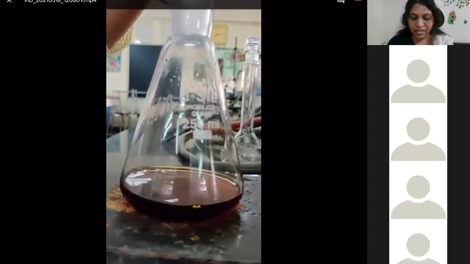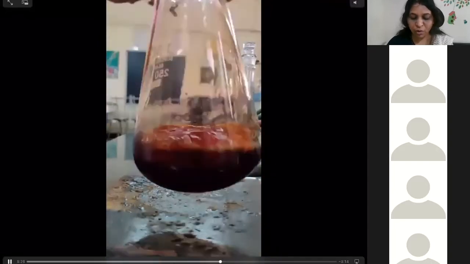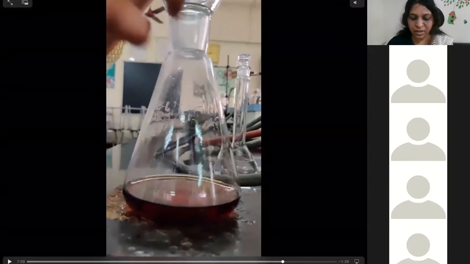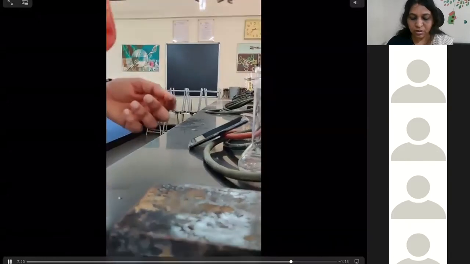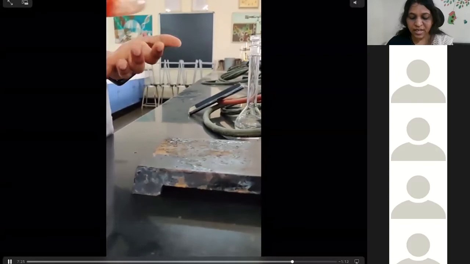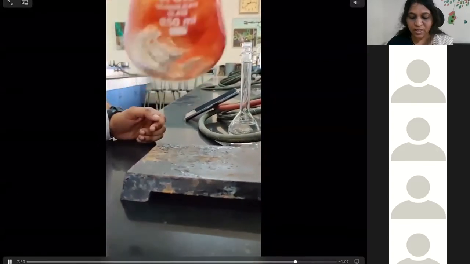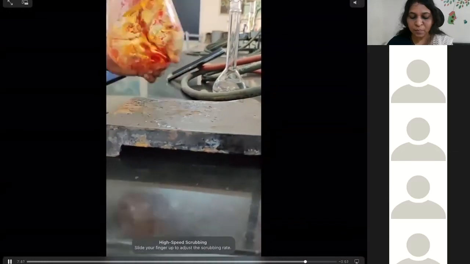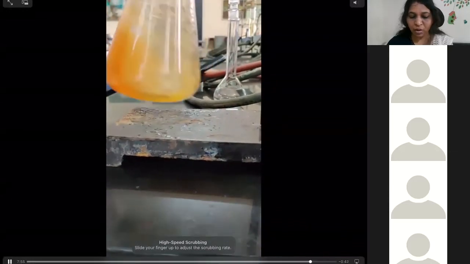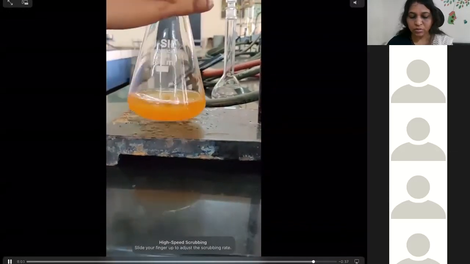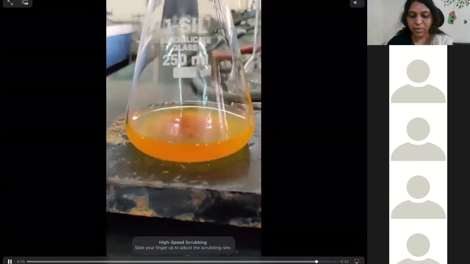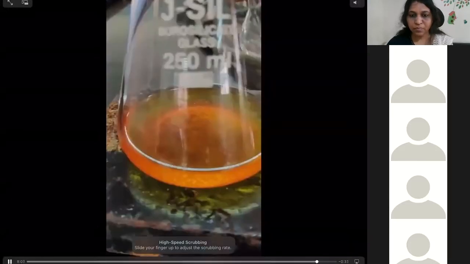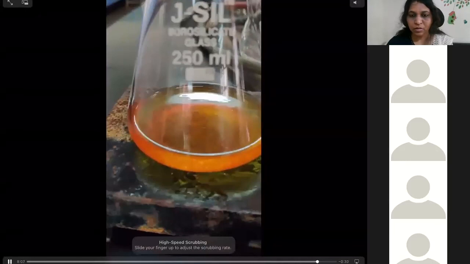Then let us see what happened towards the end of the titration. Towards the end of the titration, iodine is being consumed by the KIO3. It is converted into ICl, and look at the color now. Can everybody see? Yes, ma'am.